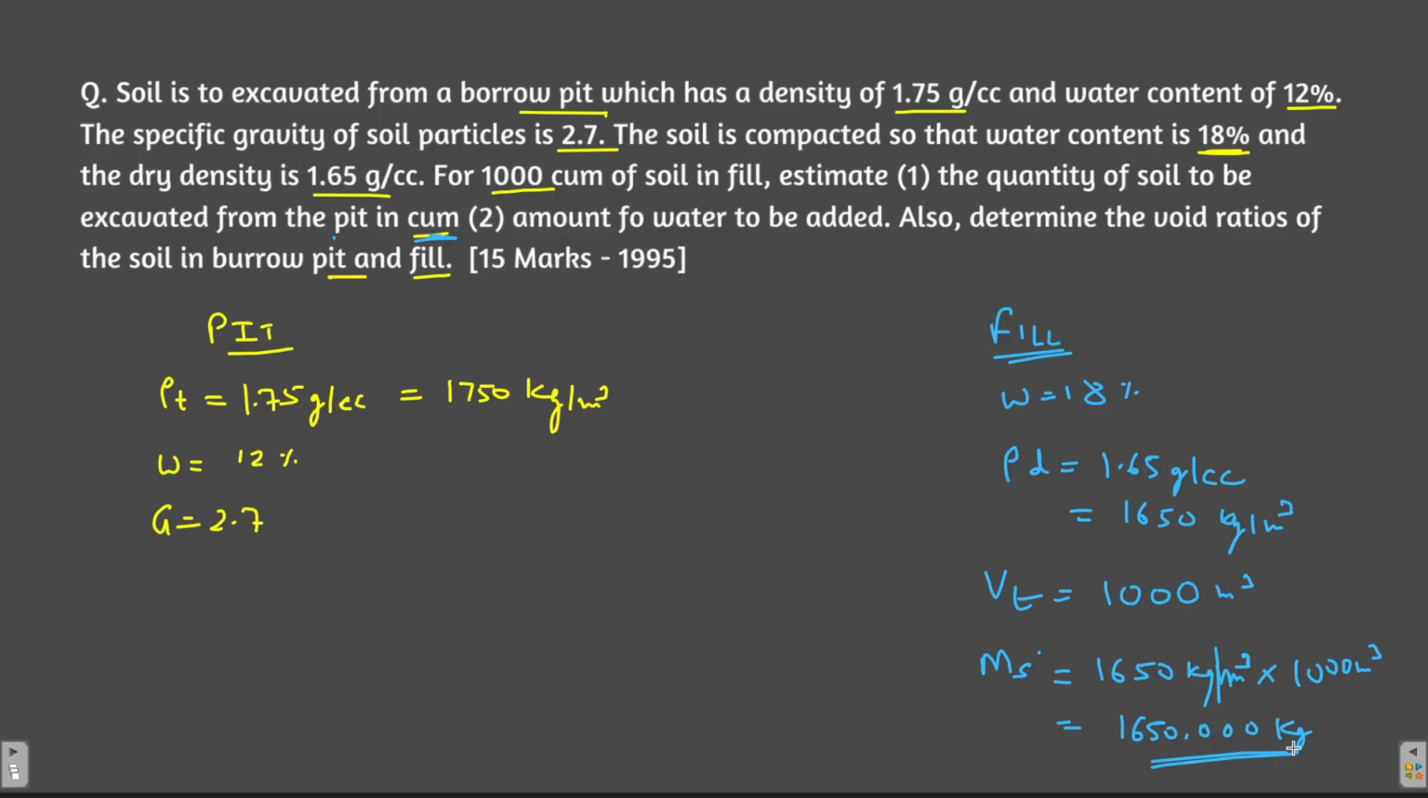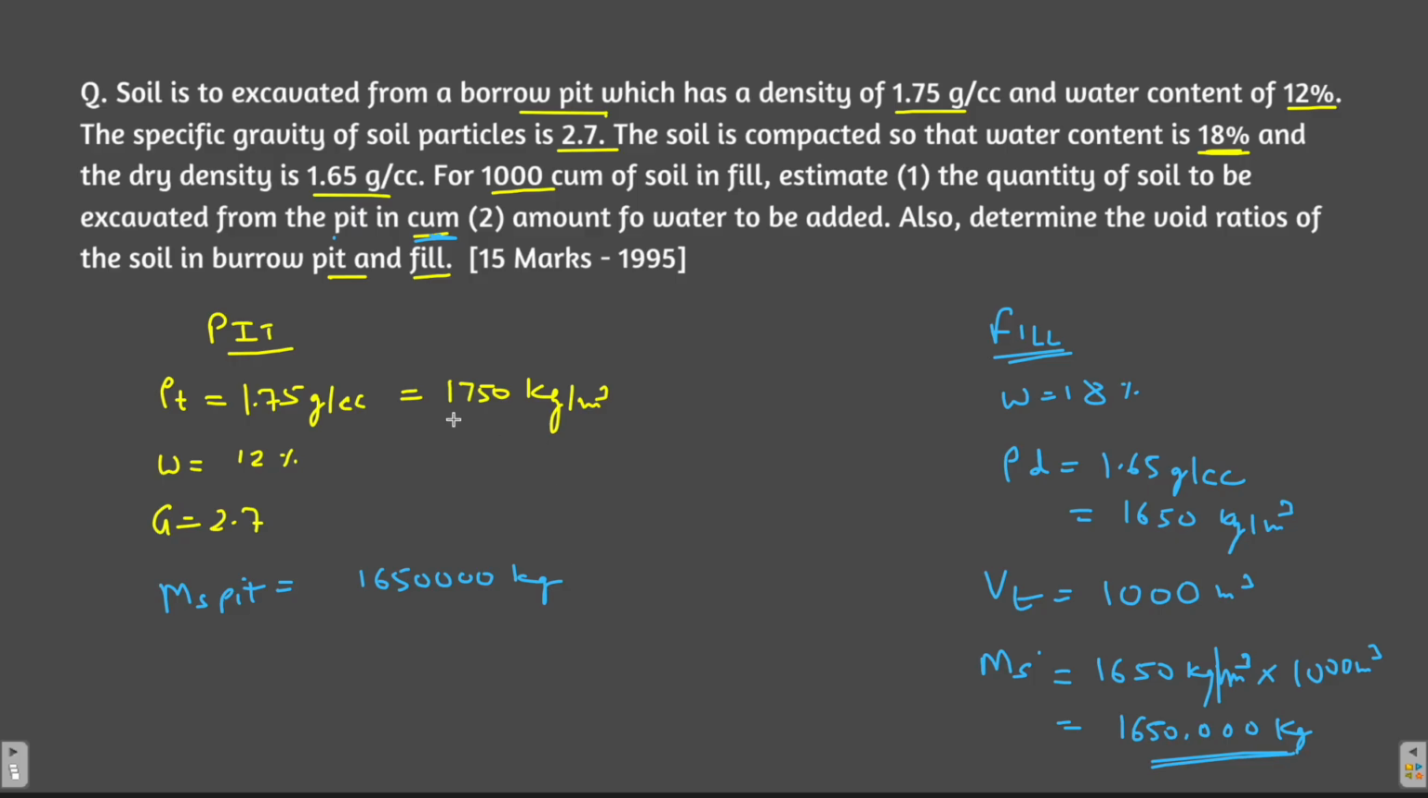And as I have told you before also, what will remain constant in the pit and the fill? The constant will be the mass of solids. Mass of solids will not change. Now once you know how much mass of solids is there in the fill, that exact amount of mass of solids has to be extracted from the pit, right? So mass of solids from the pit will be 1650 and 3 zeros kg. This much kg of soil has to be extracted from the pit.